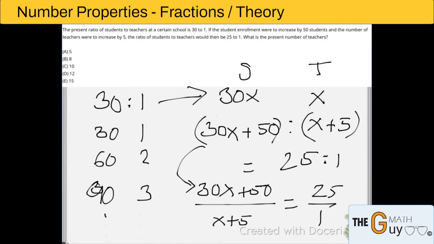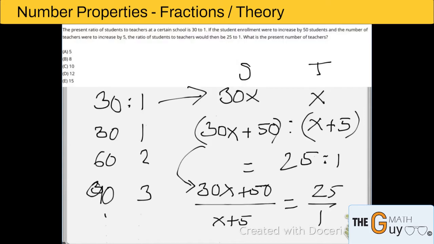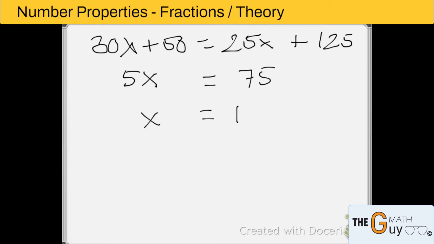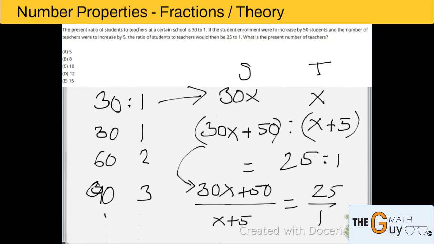You cross multiply, and what you get is 30x plus 50 is equal to 25 times (x plus 5). Let me look at the equation again. 25x plus 25 into 5 is 125. You subtract 25x, so you get 5x is equal to 75. x is equal to 15. Boom. So we've solved it. Let's see what they need. What is the present number of teachers? 15. Great. E is the answer. And that's it. That's how you solve it, right?